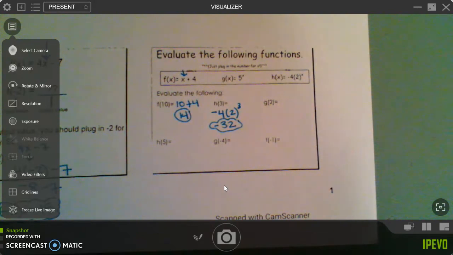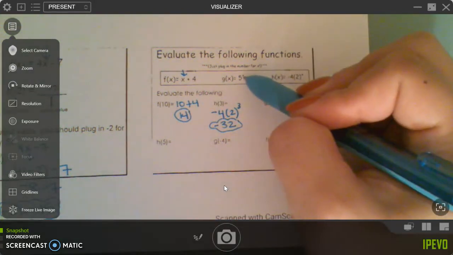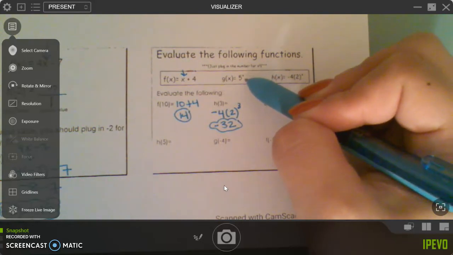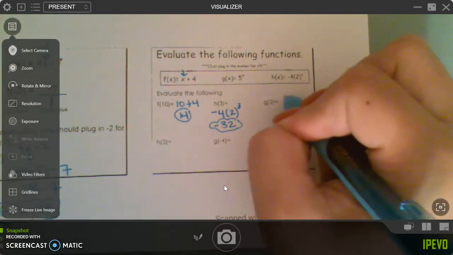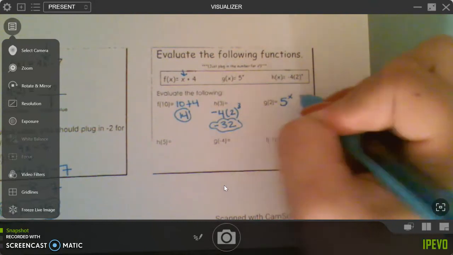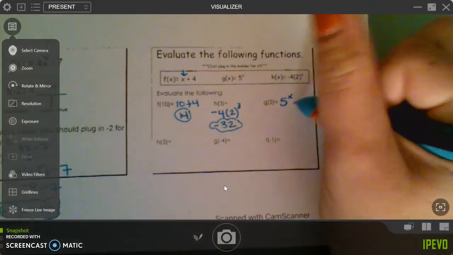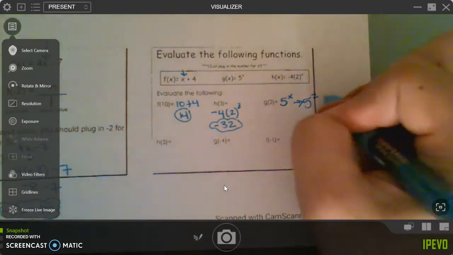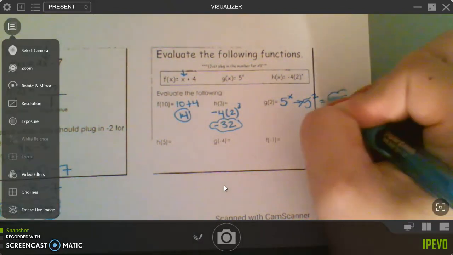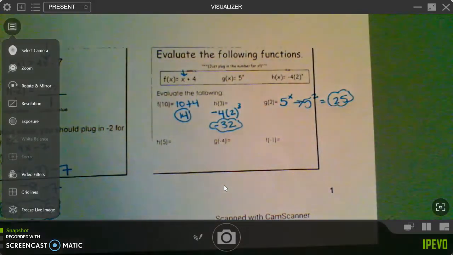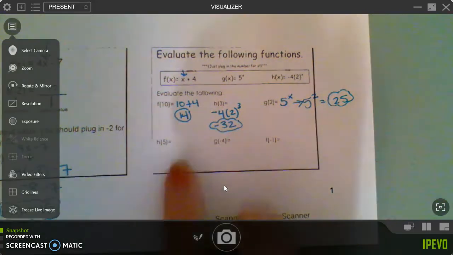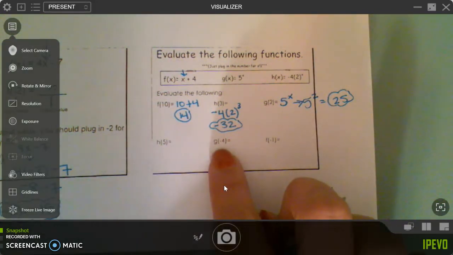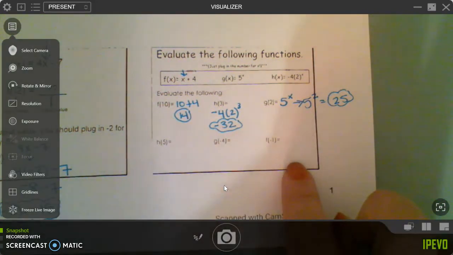Okay, let's try g of 2. So g of x is 5 to the x power. This x up top is in the exponent. So g of 2 is going to be 5, and it's not to the x anymore, though. It's 5 to the second power. So 5 to the second power equals 25. Go ahead and pause this video, and you guys try h of 5, g of negative 4, and f of negative 1.